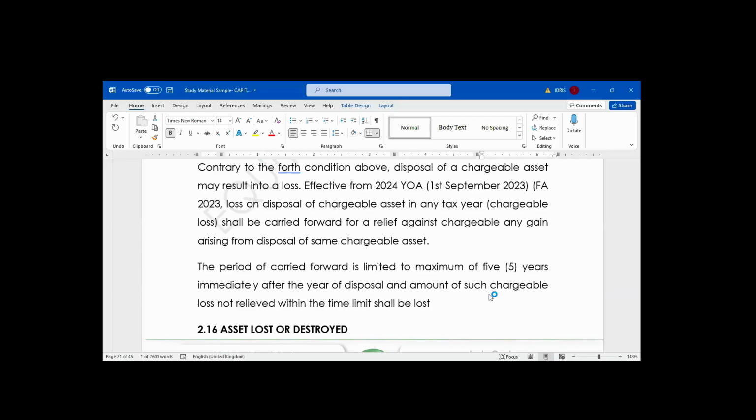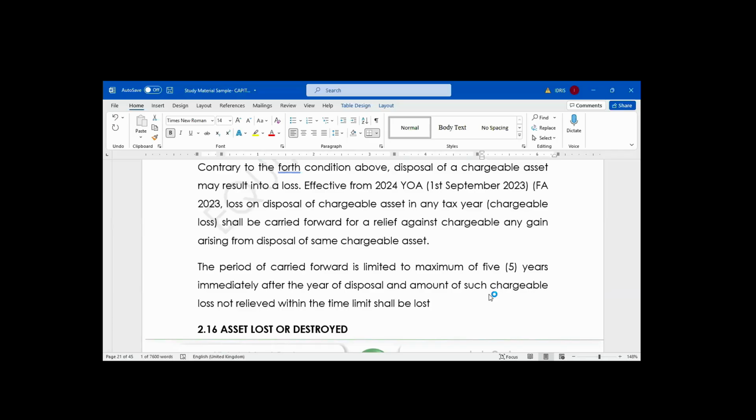Since this capital loss, you say you cannot carry it more than 5 years, and it must be on the same assets, what of a company? Since we have many assets, can't we relieve it from other assets, since the law said they bear the same name?